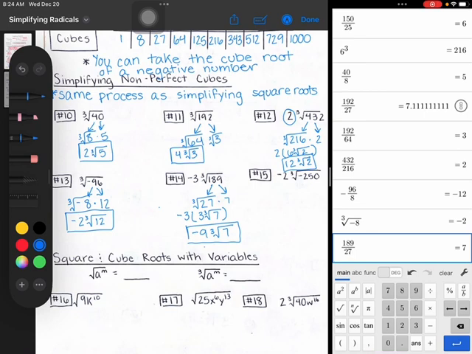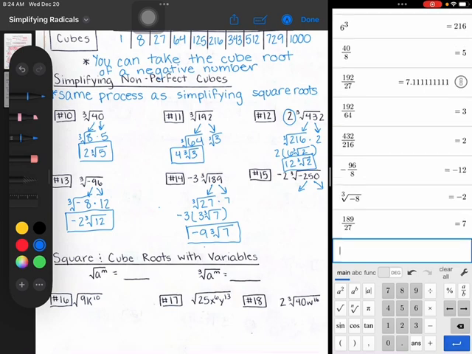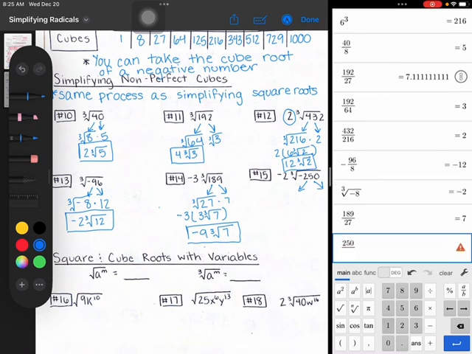And then one more negative underneath the radical to practice. So again, we want to take out the cube root as the negative. The perfect cube is the negative. So 250 divided by 125 is 2. So negative 125 and 2. We take the cube root. So negative 2 times negative 5 cube root 2. Negative times a negative gives us a positive outside. So 10 cube root 2.